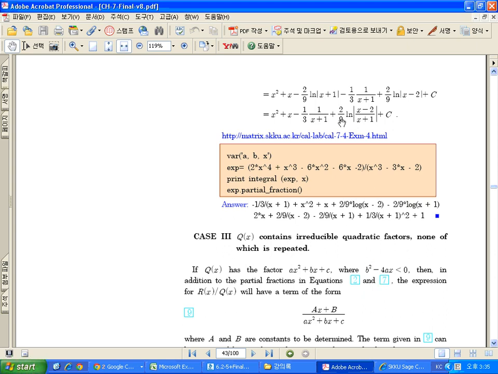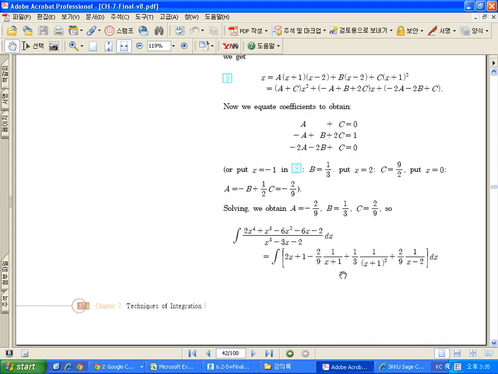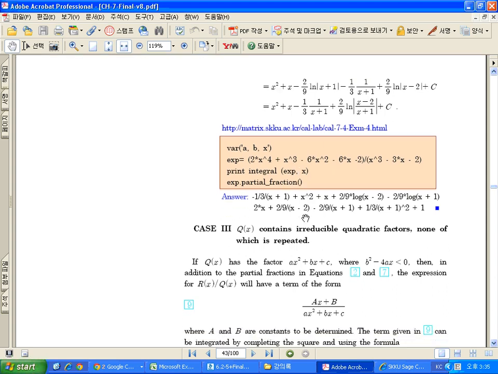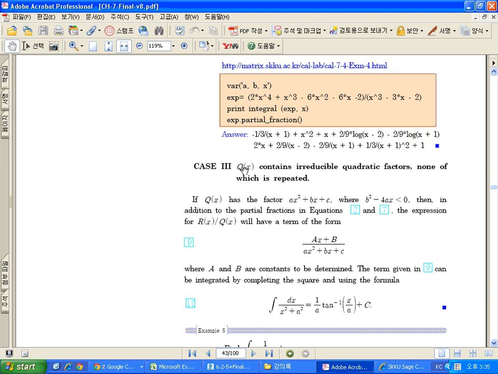So you can use the earlier knowledge on the integration of this function and this function and this function. The first one was a logarithm, the second one was just a rational function like this, and the third one is a log function. So it can be simplified in this way, which can also be found by the computer algebra system which we introduced. Case 3: if Q of x contains irreducible quadratic factors, none of which is repeated.